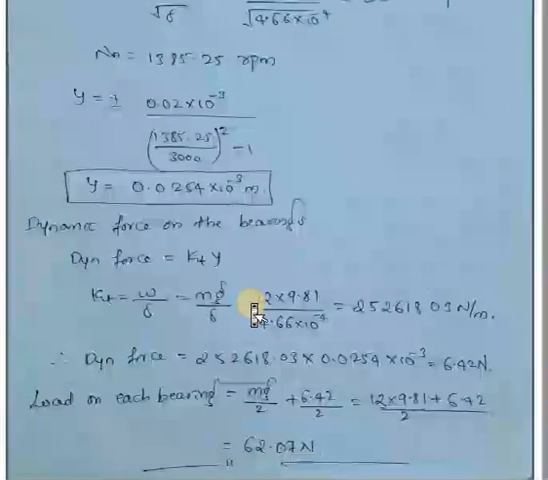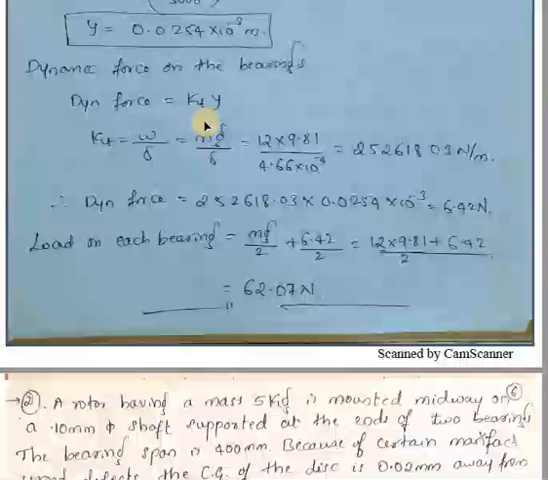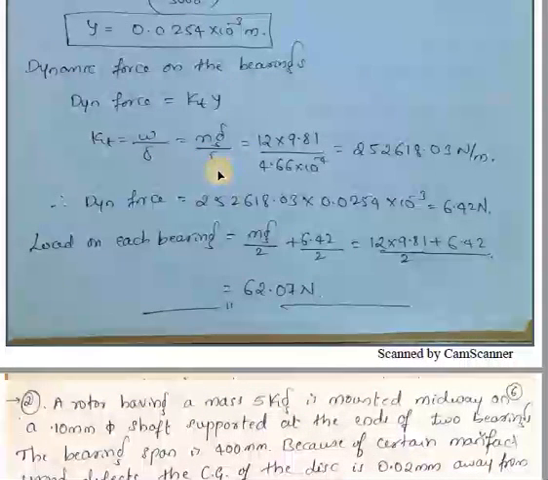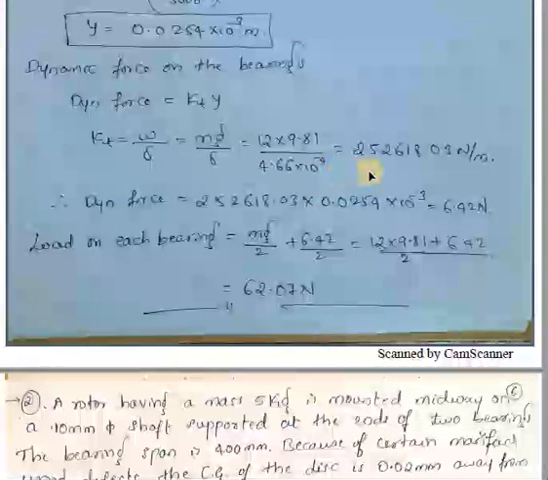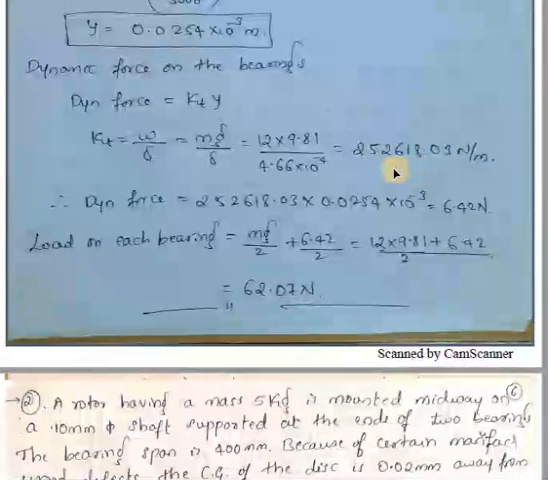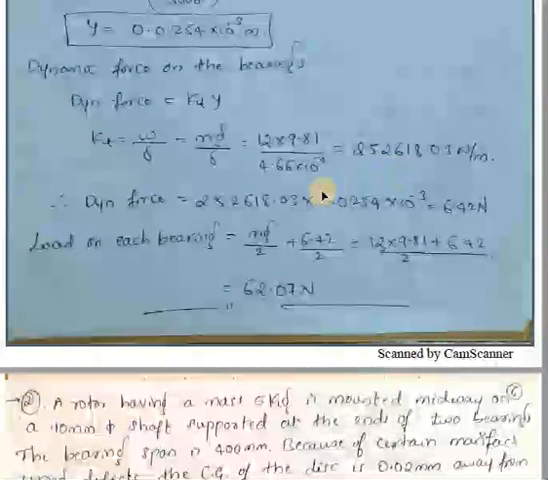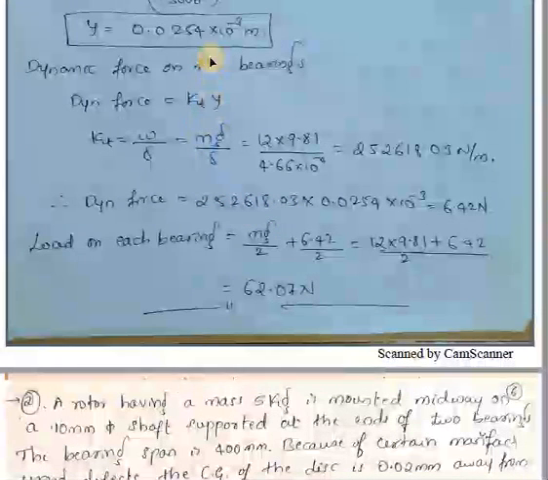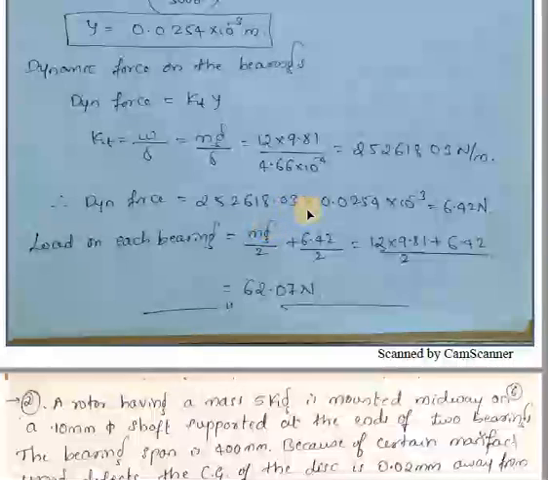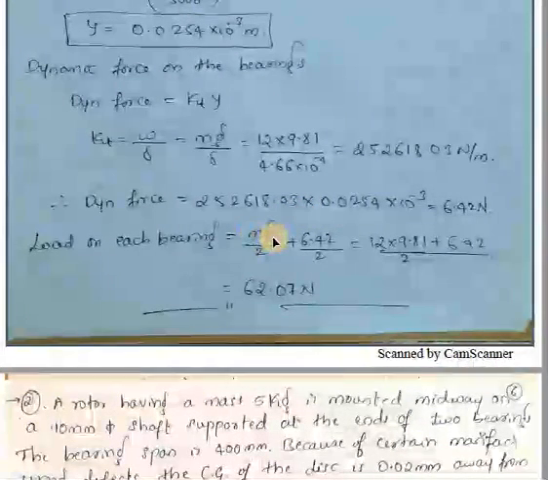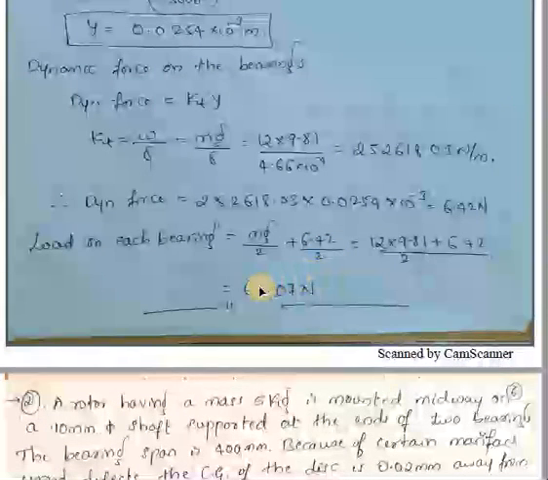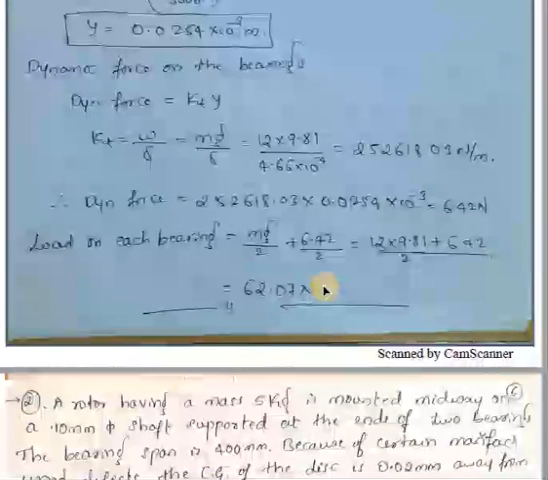Then the second part is the dynamic force on the bearings. The dynamic force on the bearings is given by Kt into y, where Kt is the stiffness, that is load per unit deflection, so mg by delta. I already calculated delta, so substitute that and you will get the stiffness as 2,52,618.03 Newton per meter. So the dynamic force will be Kt into y, which you have calculated here. If you substitute that, you will get 6.42 Newton. Then, since it is mounted on two bearings, the load on each bearing will be mg by 2 plus this dynamic force 6.42 divided by 2. Put together, it will be 62.07 Newton, the load on each bearing.